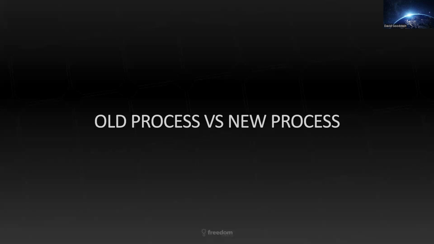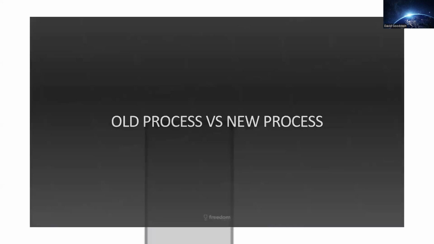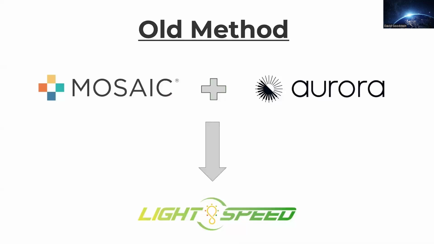Now, for all of you who have used Mosaic in the past, in Aurora, the old method was to qualify a homeowner by opening up a loan application, qualifying their credit, and then immediately send their loan documents from the Aurora platform to the homeowner's inbox.